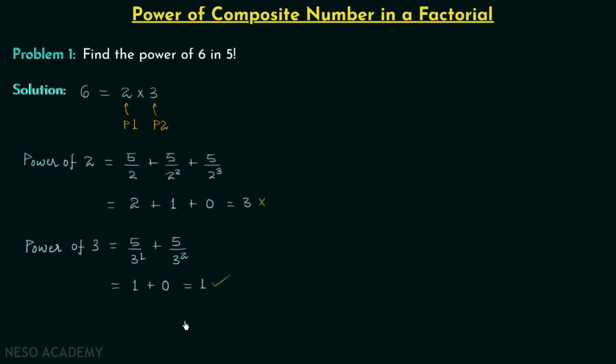We will now try to check our answer. 5 factorial is equal to 5 multiplied by 4 multiplied by 3 multiplied by 2 multiplied by 1. 3 multiplied by 2 is giving us 6, so we can write this as 6. 3 multiplied by 2 we have written as 6, multiplied by 5 multiplied by 4 multiplied by 1. Now what is the power of 6? It is equal to 1, the same thing we have obtained.